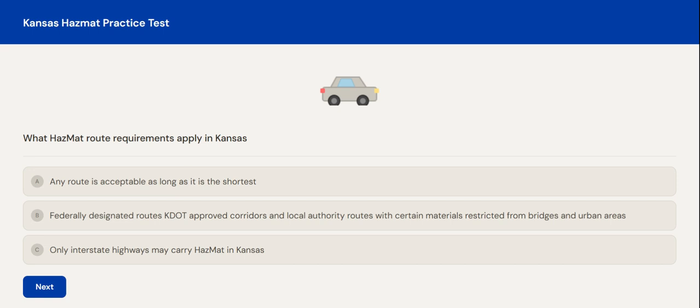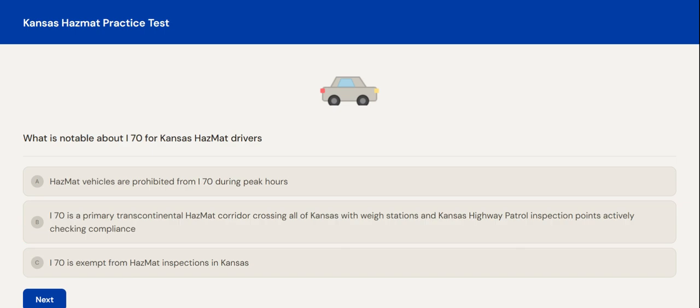Next point. What hazmat route requirements apply in Kansas? Federally designated routes and KDOT-approved corridors. You are expected to use the most direct interstate routes and avoid residential areas or restricted bridges.